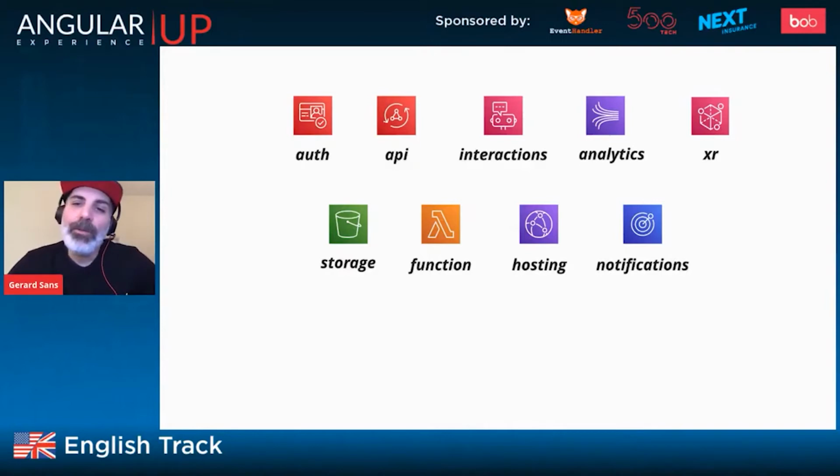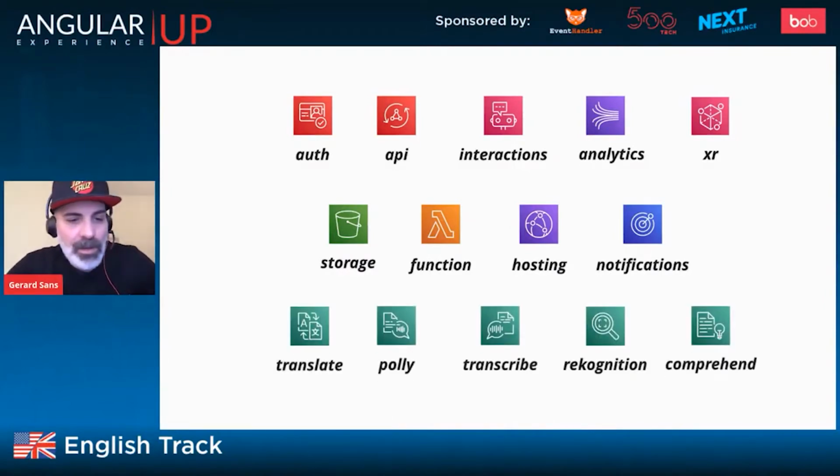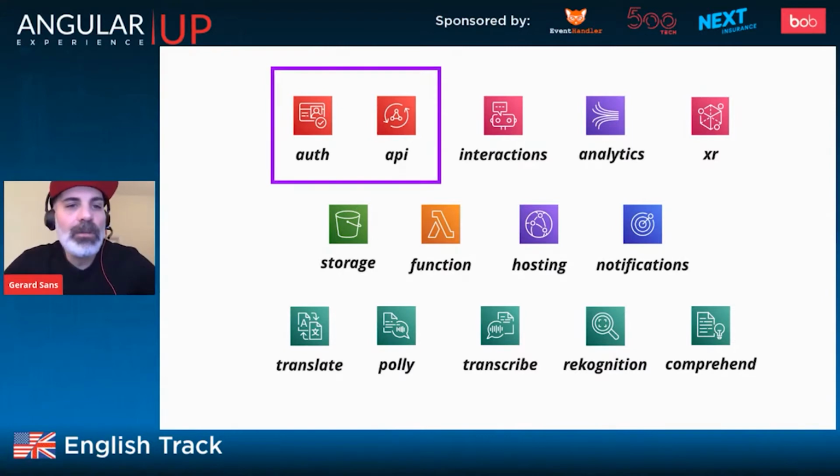If you are interested in doing machine learning and artificial intelligence, there are also all these other services that you can use. So you can translate, you can also use text-to-speech, speech-to-text, image recognition, video recognition, and also use Comprehend that will give you metadata from a document. So there's plenty of options. For this talk, I'm going to cover authentication and API with GraphQL. So that's going to be just a little bit of what is available.